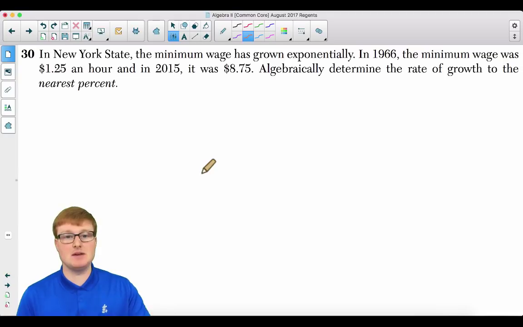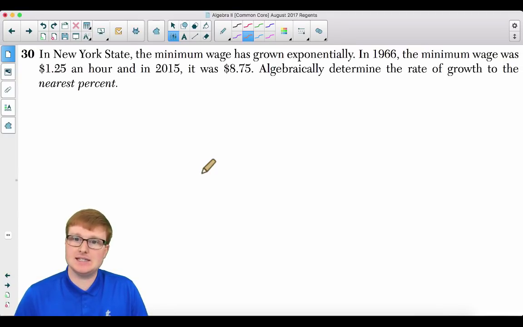In New York State, the minimum wage has grown exponentially. That's a good thing. In 1966, the minimum wage was $1.25 an hour, and in 2015, it was $8.75 an hour. What is it now? $10? As of 2018? $10, I think. Algebraically determine the rate of growth to the nearest percent.